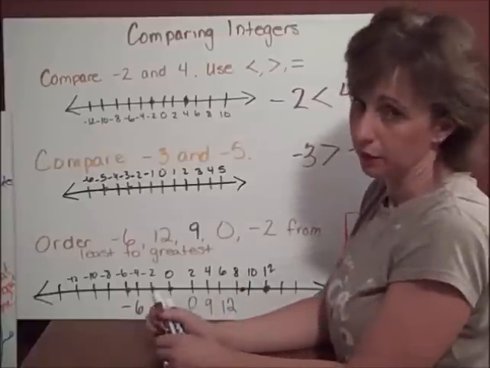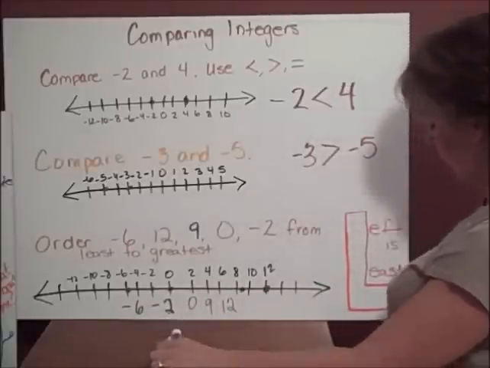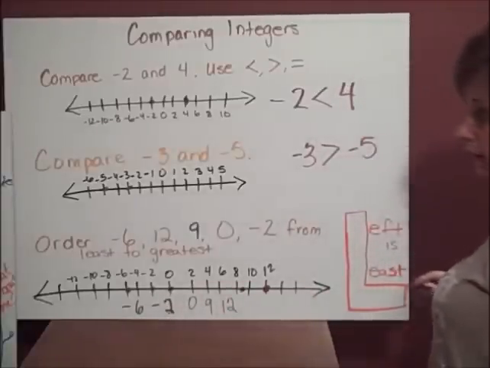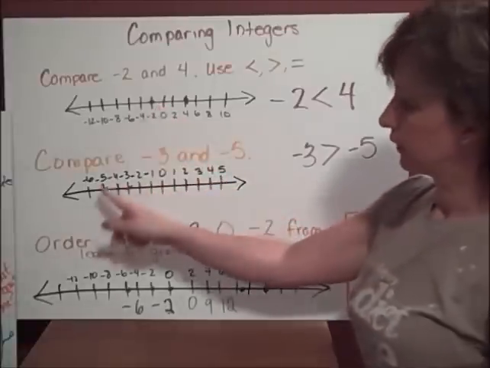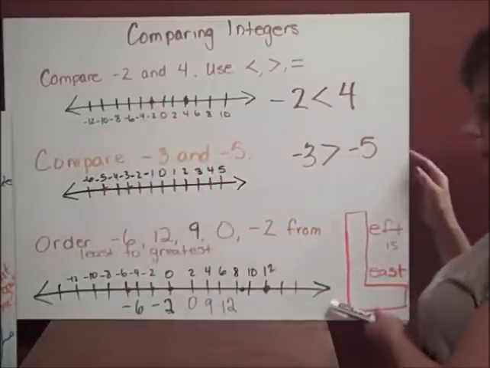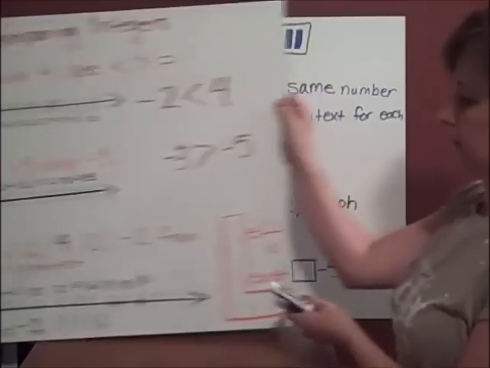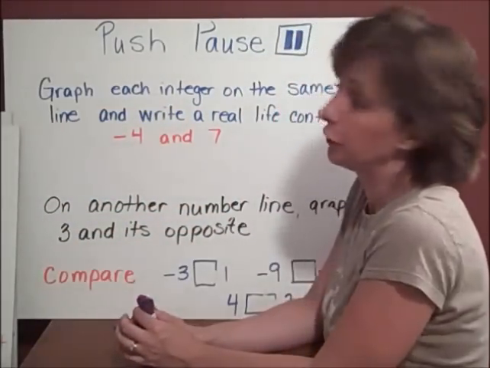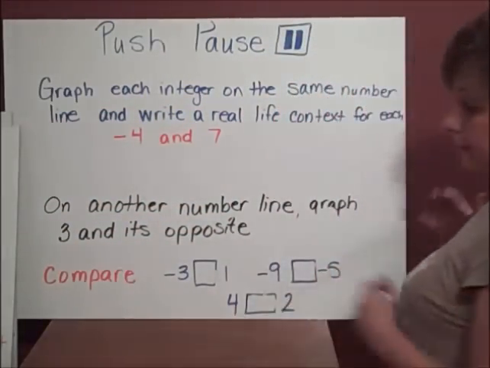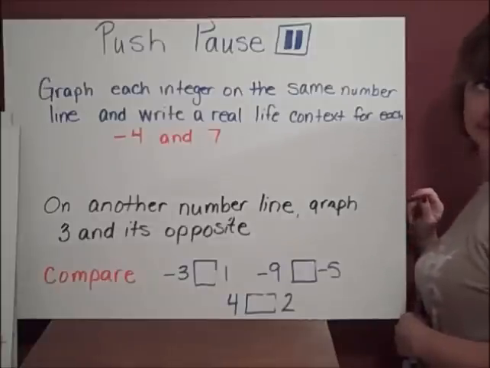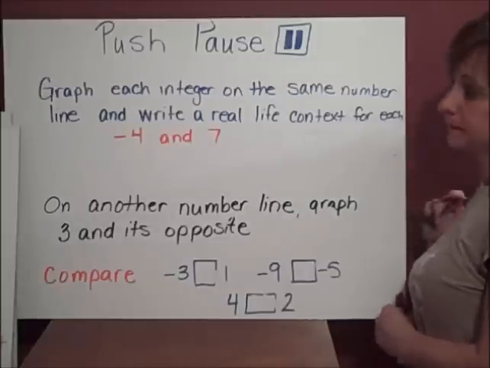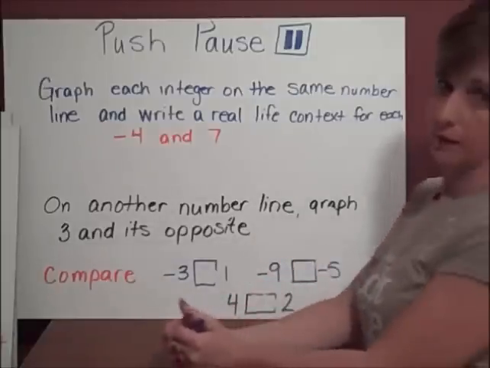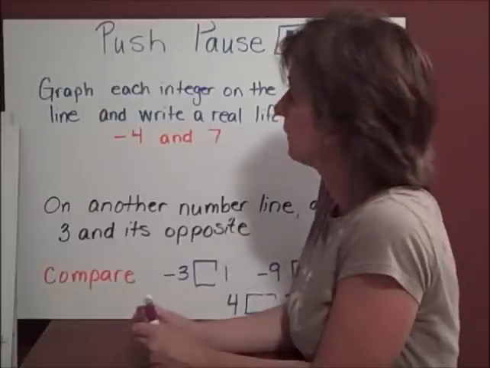When comparing integers, it may be helpful to remember that left is least. The number furthest on the left is the smallest number. At this point, I'd like for you to push pause and solve these 3 problems. All right, let's solve these together and see how you did.